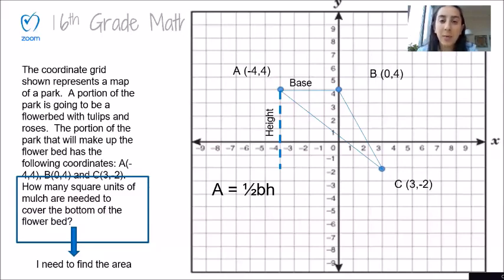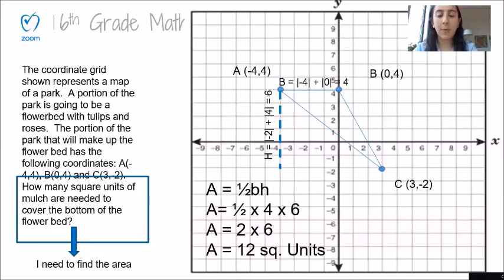Now that we've identified both the base and the height, you're going to pause the video, take 30 seconds to actually find what the base and the height are, and then substitute them in to find the area. Let's see if you can all get the right answer. 30 seconds, pause the video, find the area now.